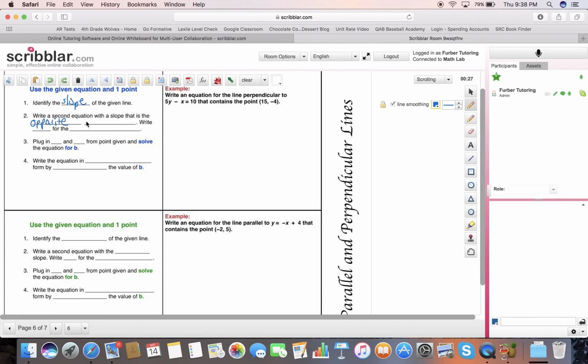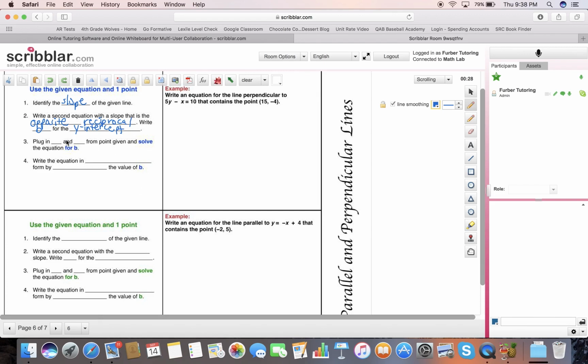If it's a perpendicular line, we're going to write that second equation with a slope that is the opposite reciprocal of the one that we find of the current one given, okay? And we're going to put that slope in for the m, and then we're going to leave the variable b, which is going to be the y-intercept. Now we're going to have to find out what the b is because we don't know what the y-intercept is, okay? And I'm going to show you how to find b.